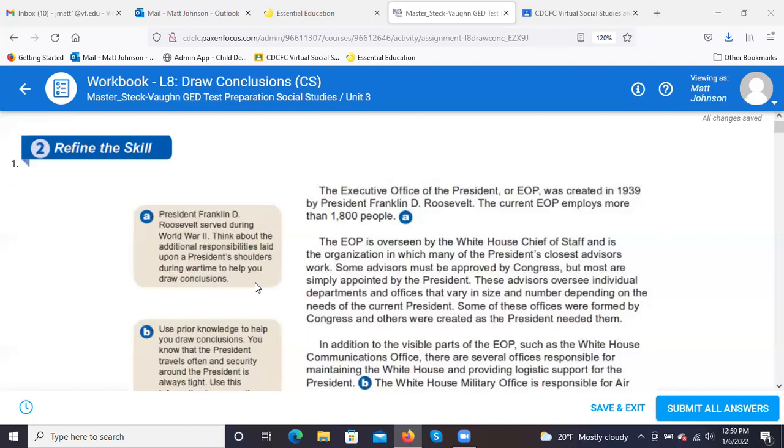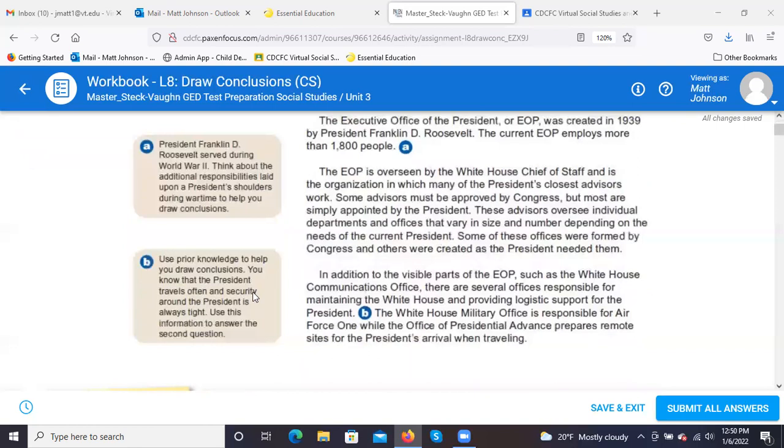The EOP is overseen by the White House Chief of Staff and is the organization in which many of the president's closest advisors work. Some advisors must be approved by Congress, but most are simply appointed by the president. These advisors oversee individual departments and offices that vary in size and number depending on the needs of the current president. Some of these offices were formed by Congress, and others were created as the president needed them. In addition to the visible parts of the EOP, such as the White House Communications Office, there are several offices responsible for maintaining the White House and providing logistic support for the president. The White House Military Office is responsible for Air Force One, while the Office of Presidential Advance prepares remote sites for the president's arrival when traveling.